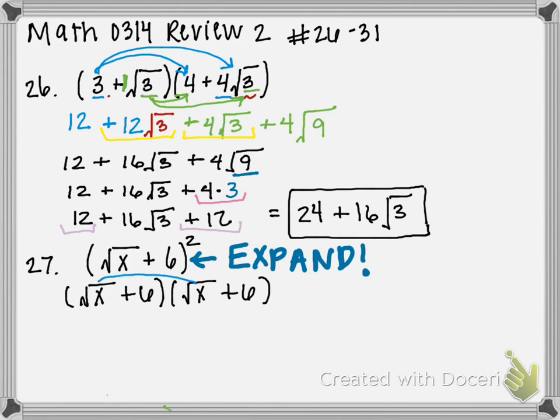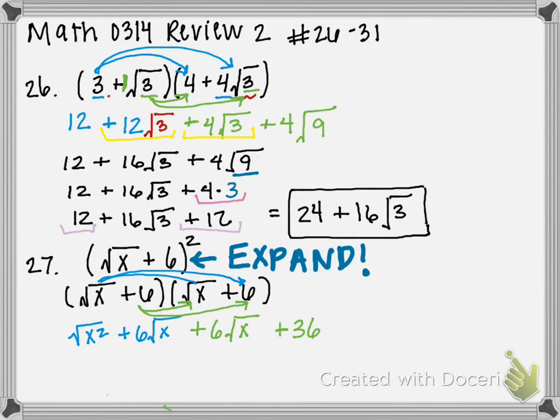So square root of x times square root of x would be the square root of x squared. And then square root of x times 6, the 6 is not inside a square root, so it's just going to multiply to the outside of our square root of x. And then we will come back and pick up this 6. It needs to multiply to a square root of x. We'll get another 6 square roots of x. And then 6 times 6 would give us 36.